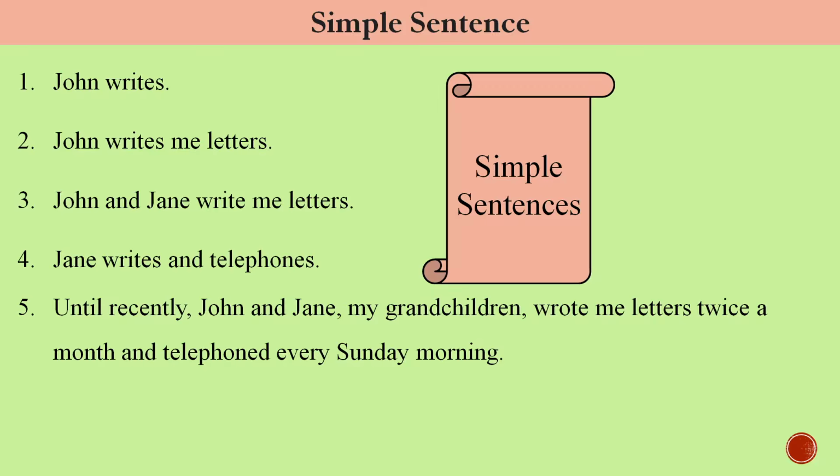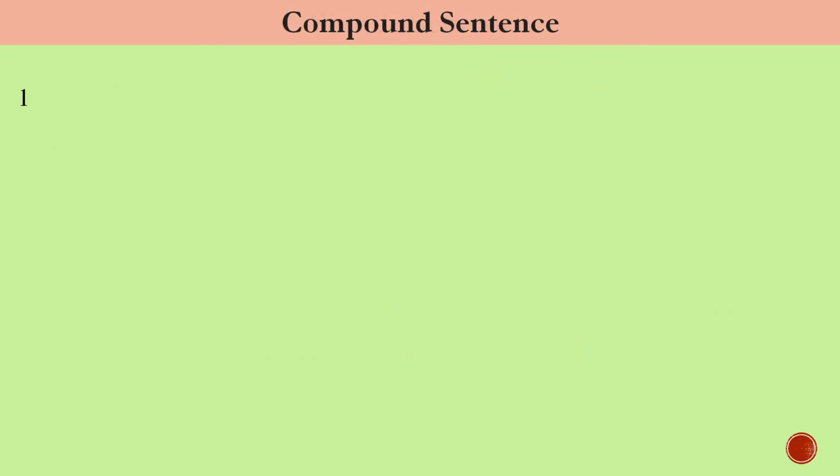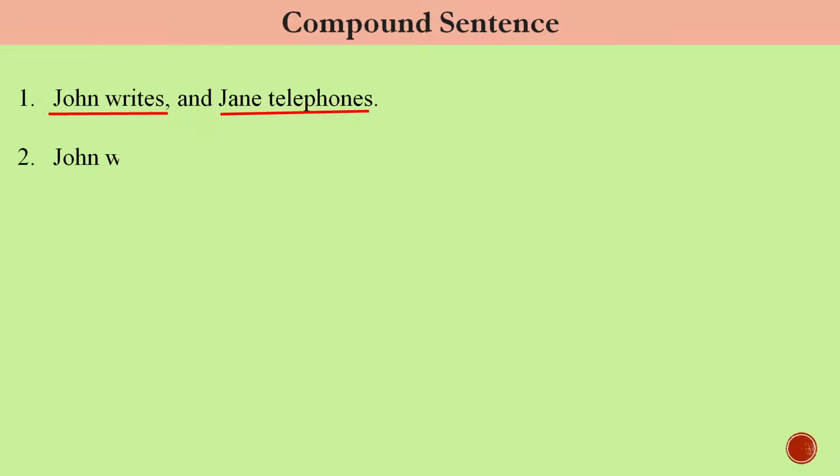So now let's move on to compound sentences. Let's have a look here. John writes and Jane telephones. Here we have two clauses. John writes and Jane telephones. Two subjects along with their corresponding predicates, and these two independent clauses are joined by the conjunction and.